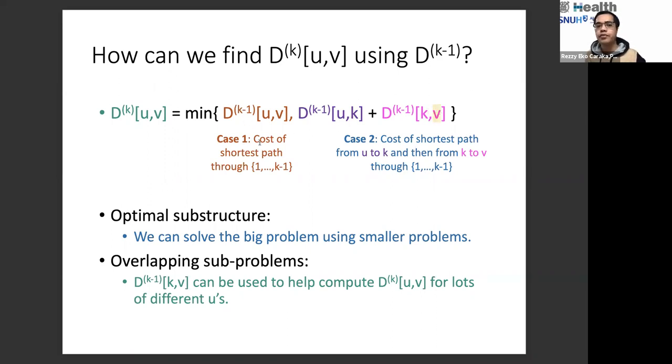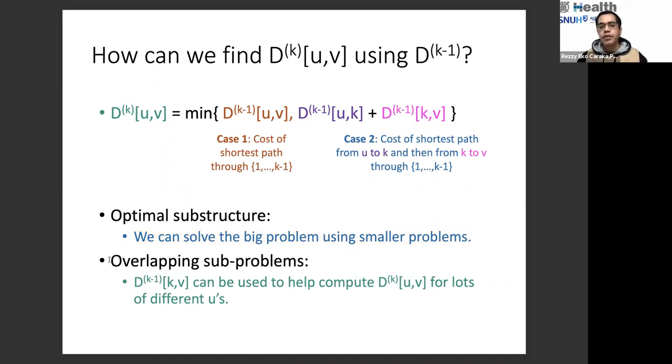So case 1 is the cost of the path using 1 until k minus 1. And case 2 is the cost of the path from u to k, and then we want to get information from k to v through 1 until k minus 1. This idea also gives the optimal substructure. That's why I was saying that if we want to solve big problems, we can use smaller problems. Sometimes we can solve the big problems using smaller problems.